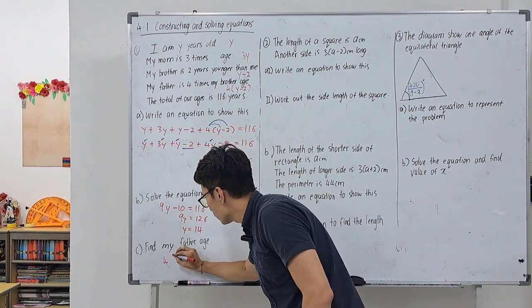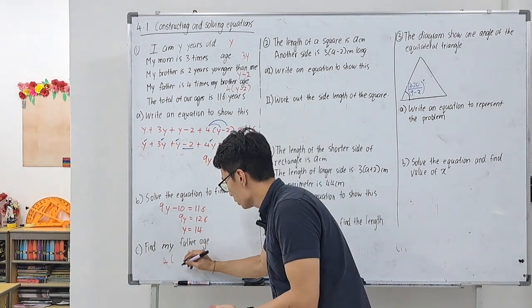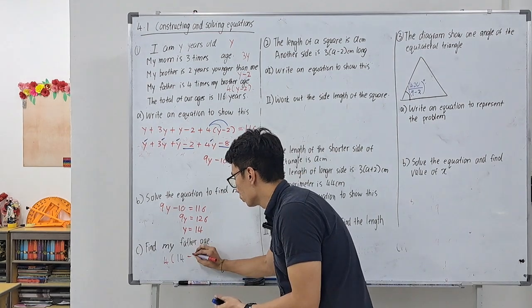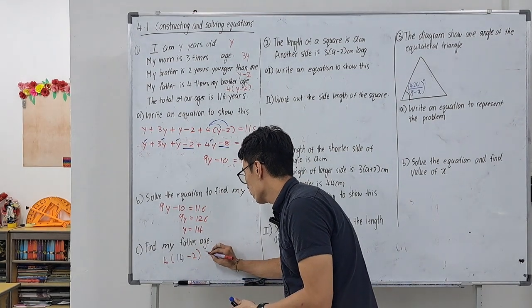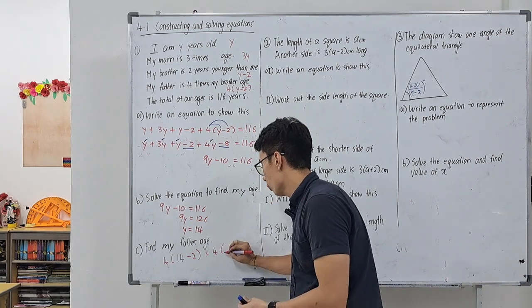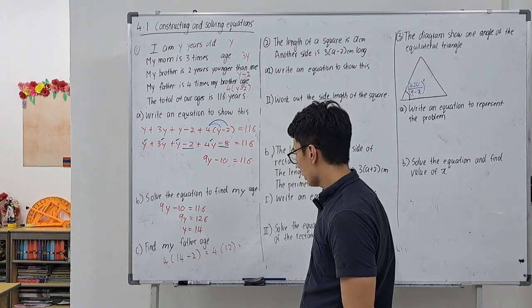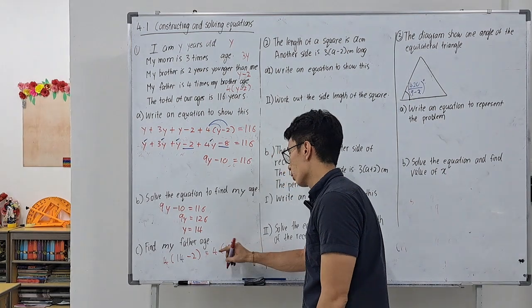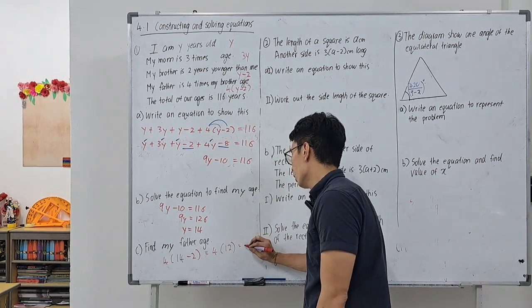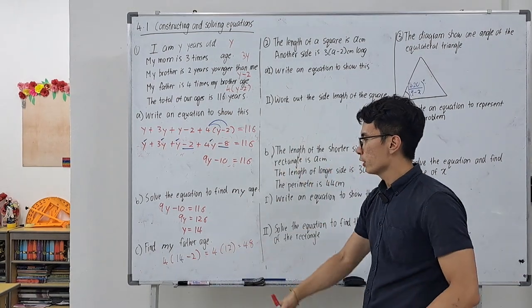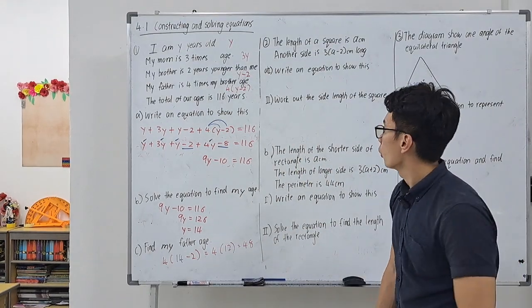So in this case, that's going to be 4 times 14 minus 2. All right, so we can quickly solve this. 14 minus 2 is going to be 12. And 4 times 12 gives me 48. So in this case, my father's age is 48 years old. Okay?